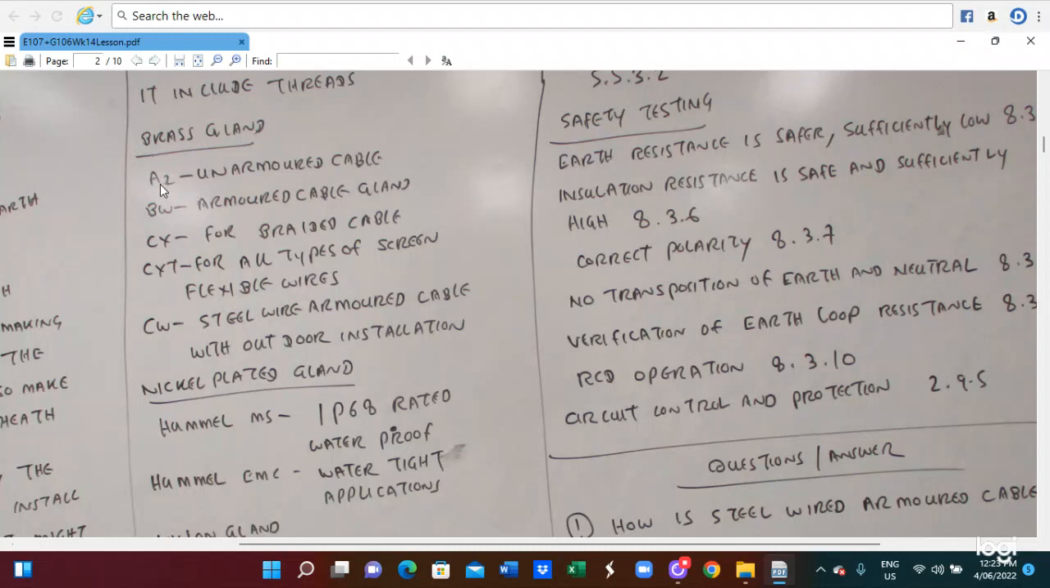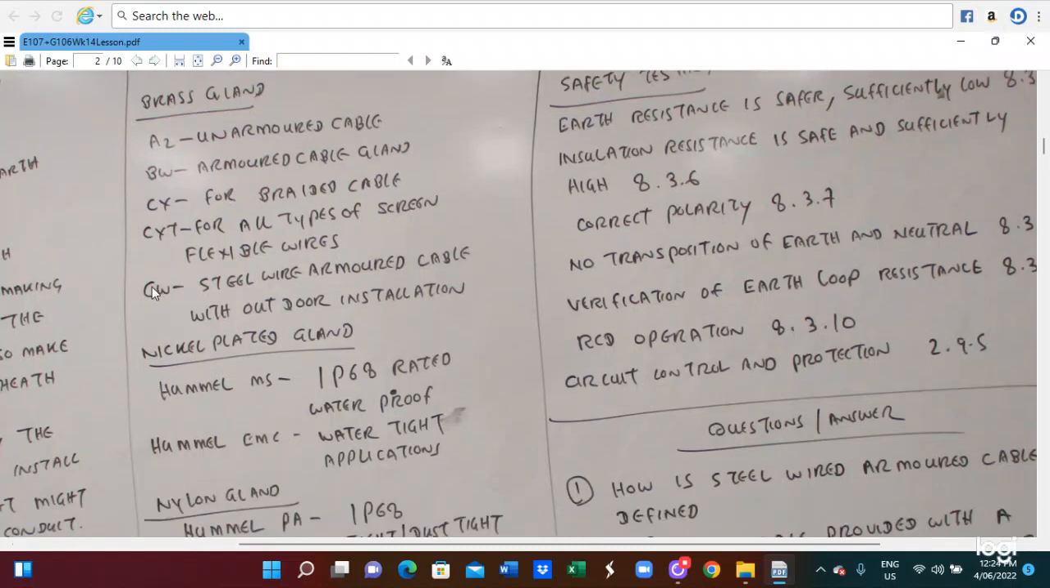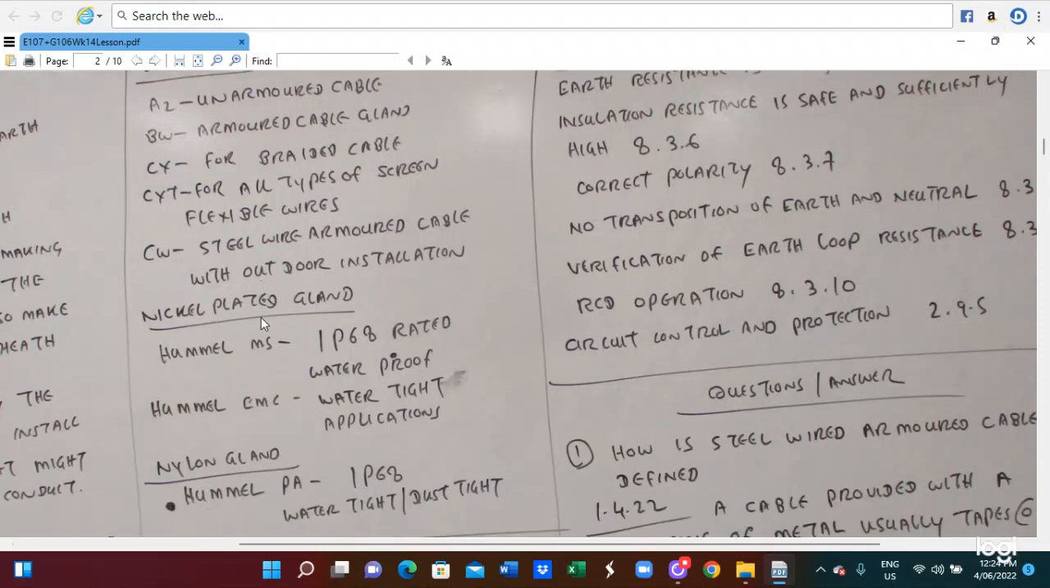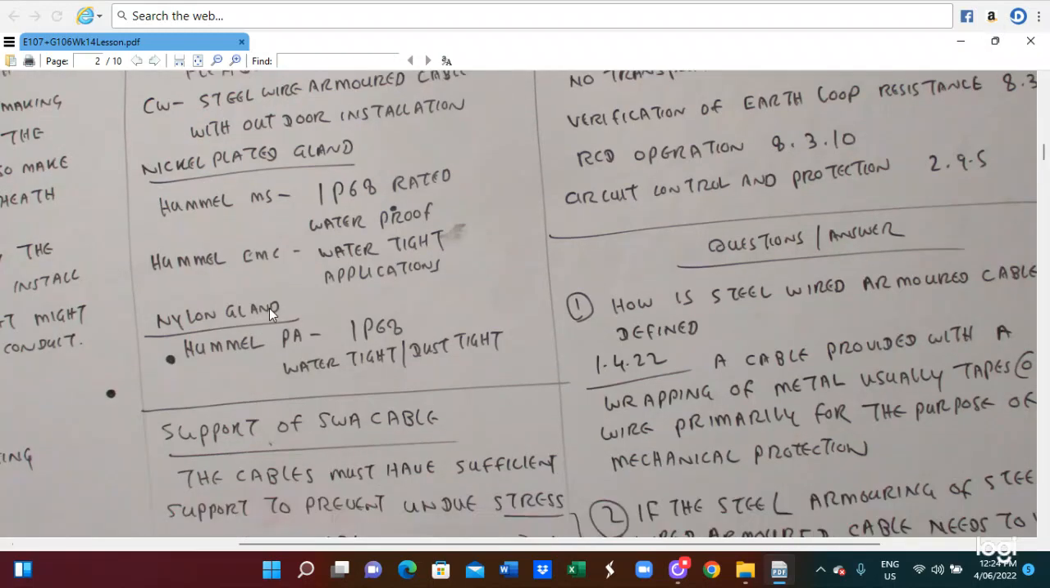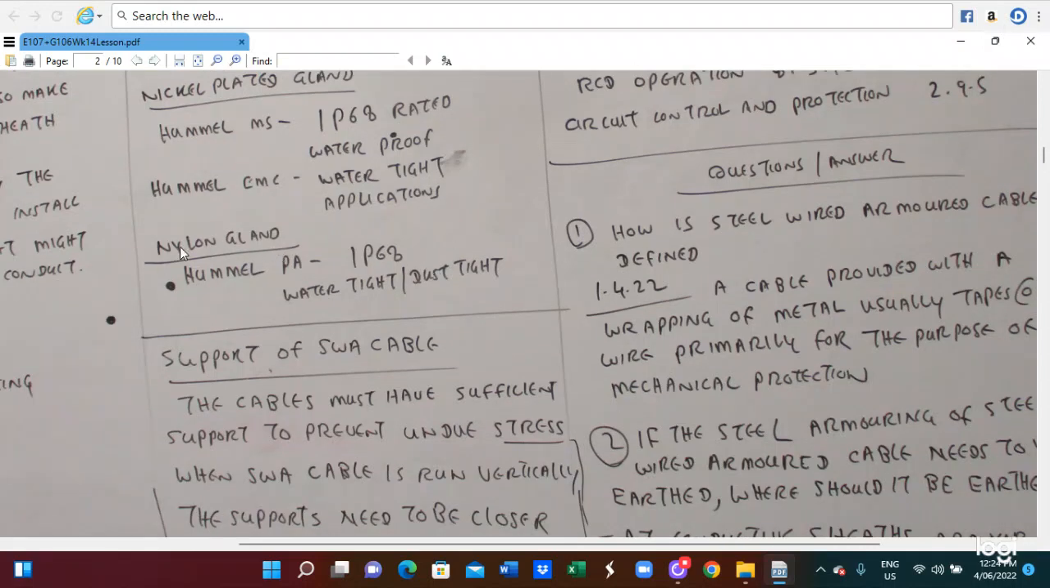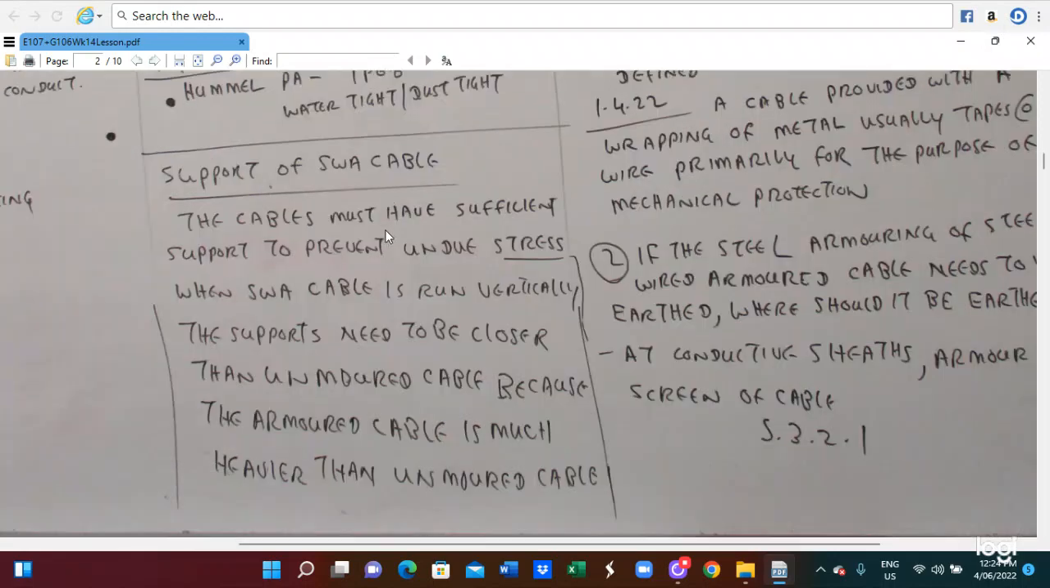Plus gland can be: A2 is for armor cable, B2 is for armor cable, CA is for braided cable, CH3 is for all types of sheath, CW is for the steel wire armor cable with outdoor installation. We also utilize a nickel braided gland, IP68 rated waterproof. Also the EMC watertight application is included. Nylon glands are also utilized, with IP68, weatherproof and dust proof types. Those are the kinds of armor cable glands.